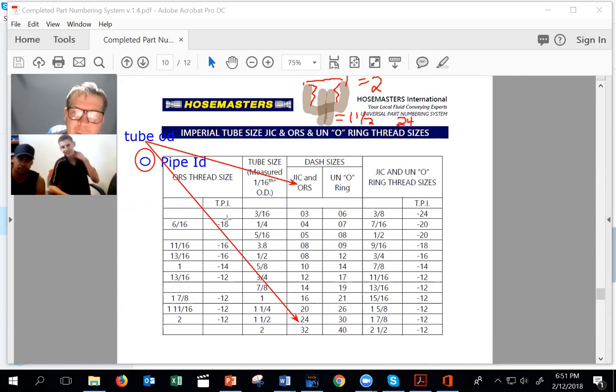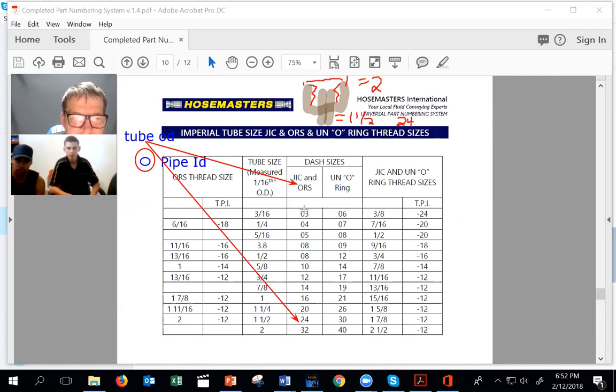All right, so same deal. So if I'm looking at JIC, this is now JIC threads, right? And it moves this way. The table moves this way, and then it goes left to right, and then it goes right to left. Does that make sense? So now when you're looking at the dash size, when I say on this one, a 3/8 JIC, what's its dash size?